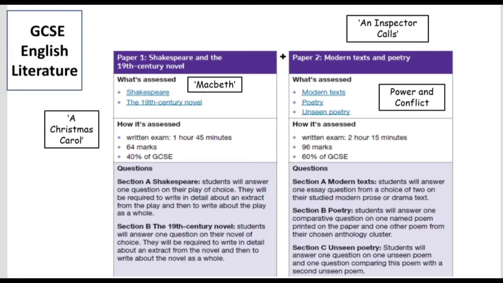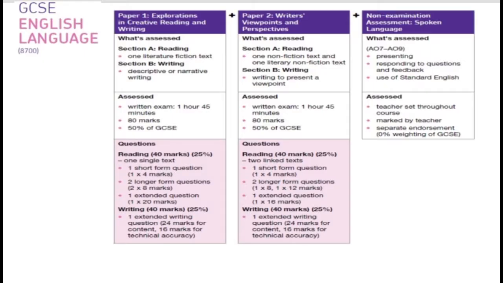You will also be studying English language GCSE. There are two papers which form your grade. Your grade is split between reading questions and writing questions. You get an opportunity to be creative with your own descriptive writing in paper one, and in paper two, you are asked to present a viewpoint.